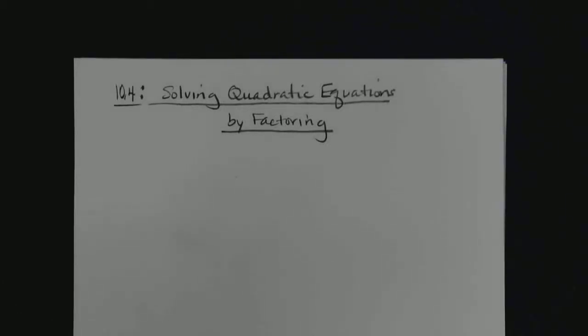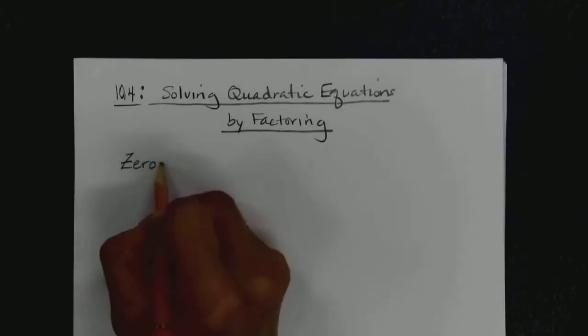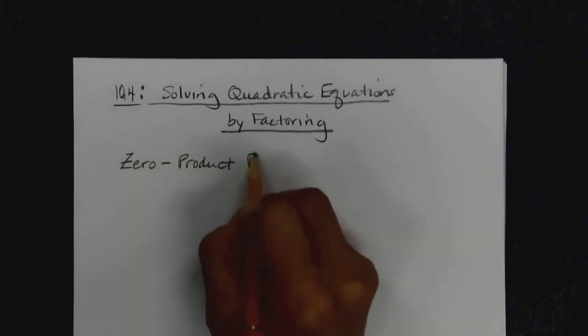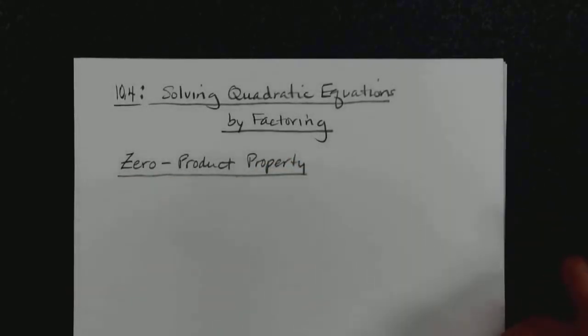Alright, so today we're doing 10.4, which is solving quadratic equations by factoring. You're going to use factoring when b is not equal to 0. Remember, when b is equal to 0, I do not want you to factor. I want you to use the square root method. Okay? But before we start doing that, I want to introduce what's called the zero product property, and we are using this property to solve by factoring.